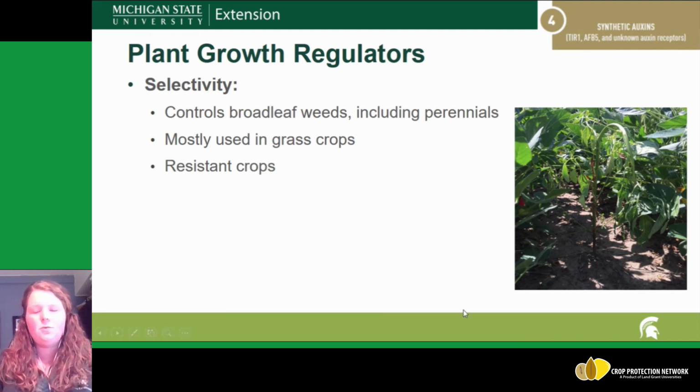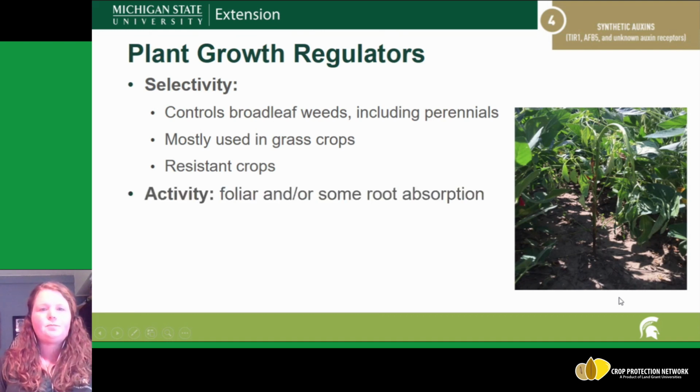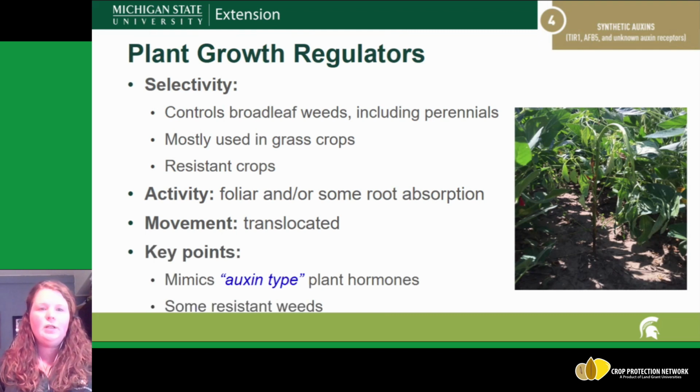On the right-hand side of your screen is a picture of a weed showing group 4 injury symptomology, which we'll go over in a second, but this is a nice site of action that has some distinctive symptomology that's not shared with some of the others. It does have foliar and some root absorption for activity. Movement: it's translocated throughout the plant, and that's why it can control many perennials, where we're targeting the root system of those perennials to get good control. And then key points: it mimics auxin type plant hormones, and there are some resistant weeds.